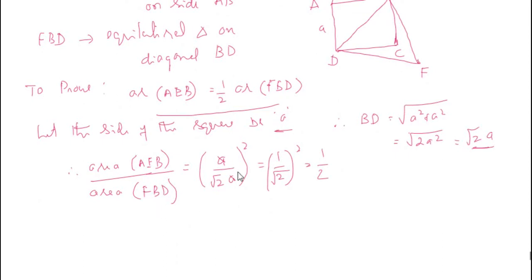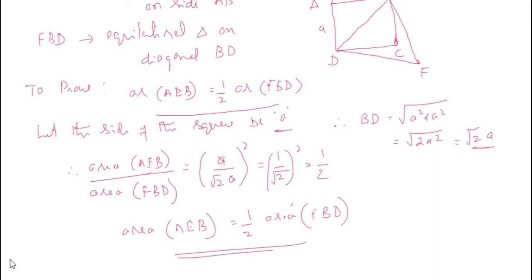Now taking this one to the other side, area AEB is equal to half of area FBD. This is the proof.